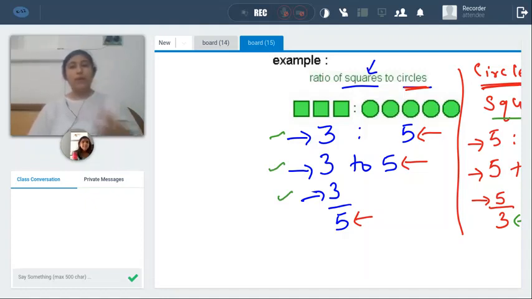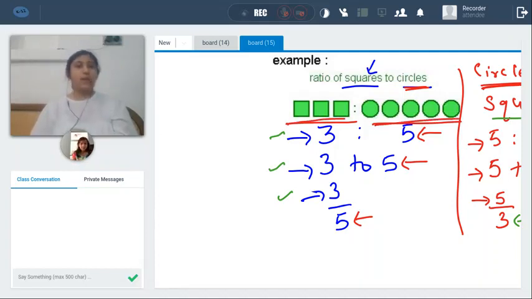Now, what is the physical meaning of ratio? If someone is going to ask what is ratio, then you are not going to do all this math in front of the person, right? You have to give a one word answer. So to give you exactly the physical meaning of ratios, the way we read it is that for every 3 squares we have 5 circles. This is how we read a ratio.